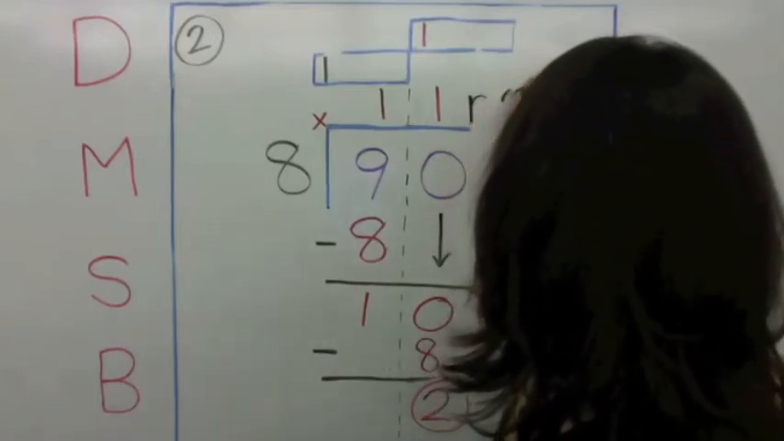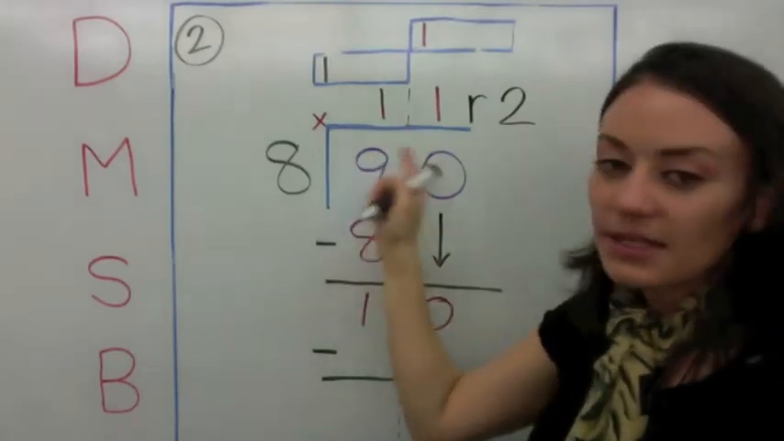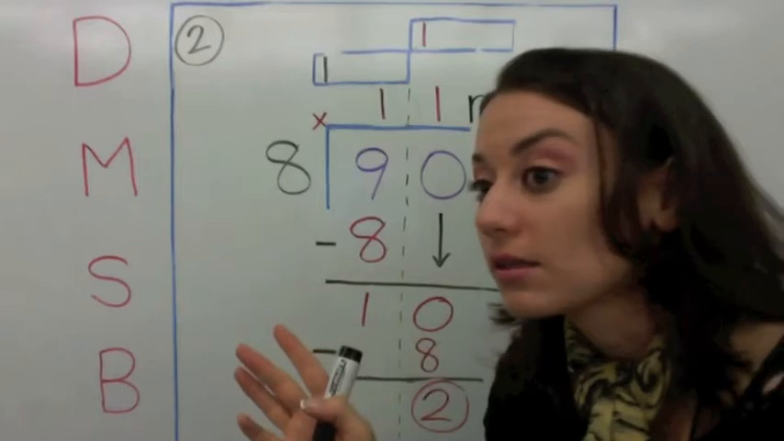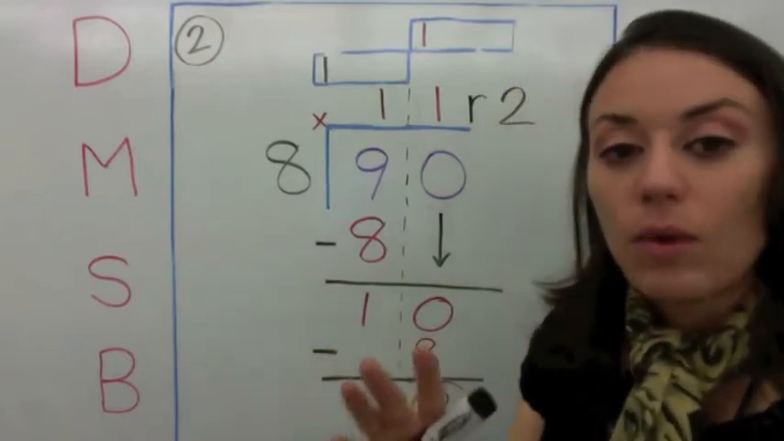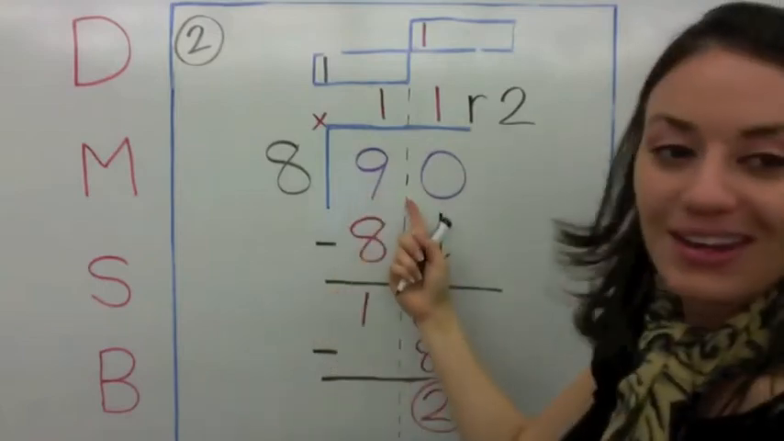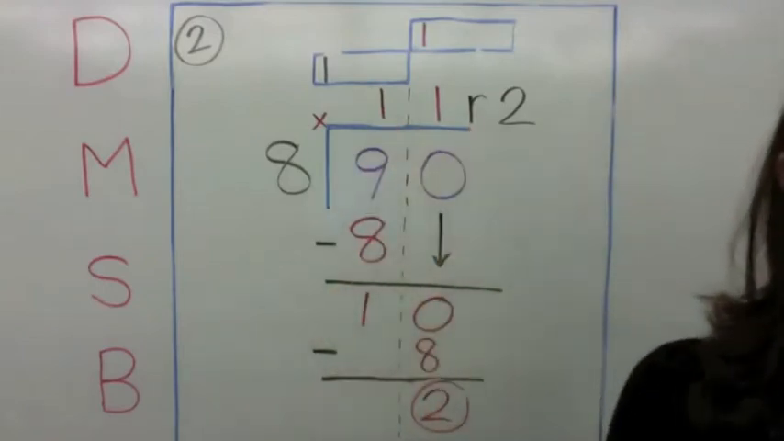So here's what this means. What is 8 times 11? Anybody know 8 times 11? It's 88, right? Well, if you go up 2 more, which is 89, 90, you get to 90. So the answer is 11, remainder 2. Go ahead and get that down.